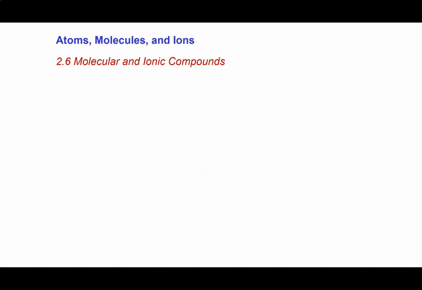So in this video, we're going to talk about the two most common types of compounds that we see in chemistry. They are molecular compounds and ionic compounds. And the distinction between these two types of compounds is made on the basis of the type of bonding that is present. So molecular compounds have covalent bonds in them.